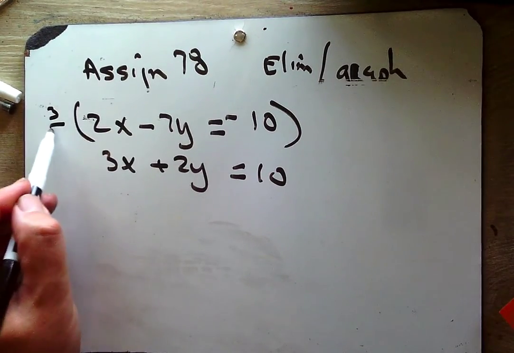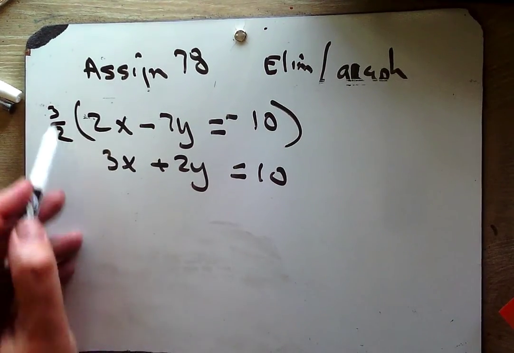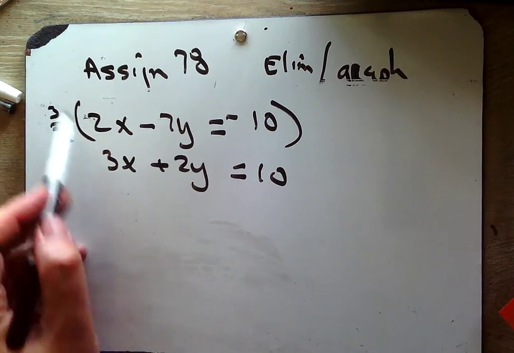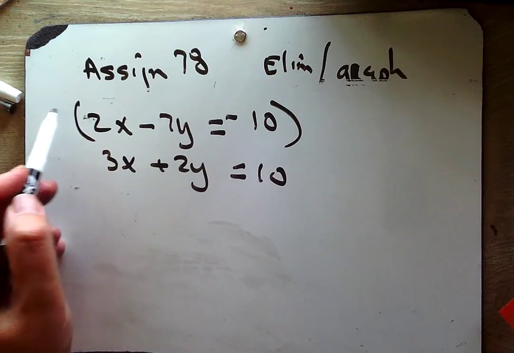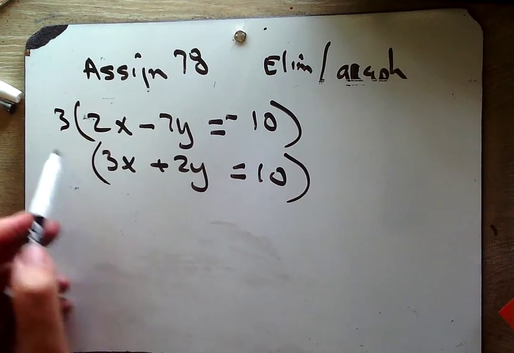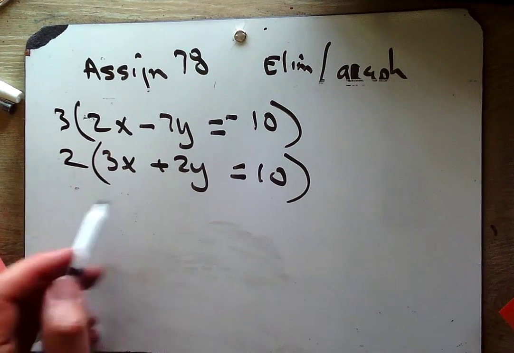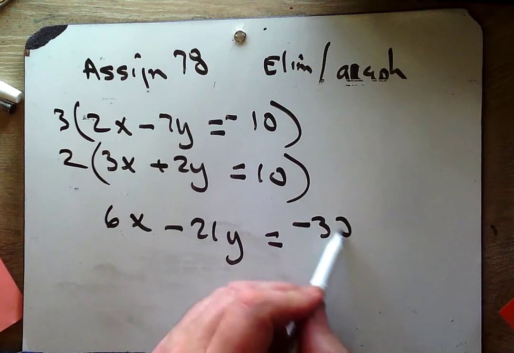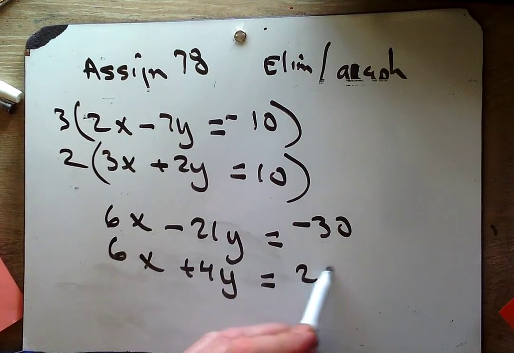I could do this simply by multiplying everything here by 3/2, because then the 2's would cancel and I'd have 3x and 3x. Yeah, it's the rare student who wants to multiply the row by a fraction. Instead, they want to multiply each row by a different thing. So I'm going to have 6x minus 21y equals -30. And I'm going to have 6x plus 4y equals 20.